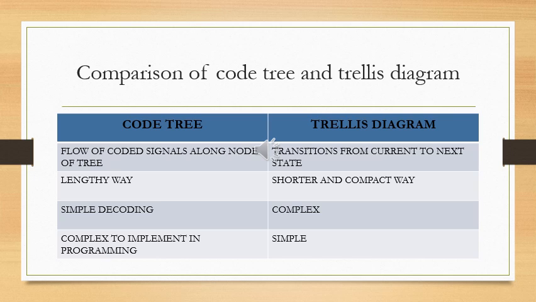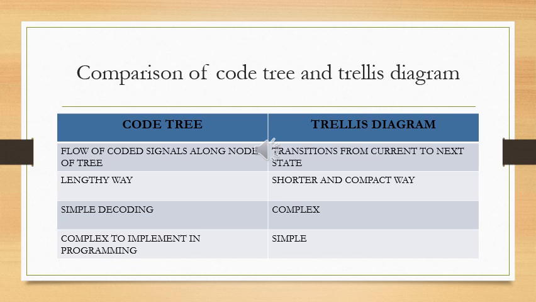Let us see some comparison of code tree and trellis diagram. So we have seen code tree. The flow of coded signals is along the nodes of the tree. Whereas in case of a trellis diagram, the transitions from current state to next state are shown. Code tree, as you have seen, is a lengthy way, whereas trellis diagram is a shorter and compact way.